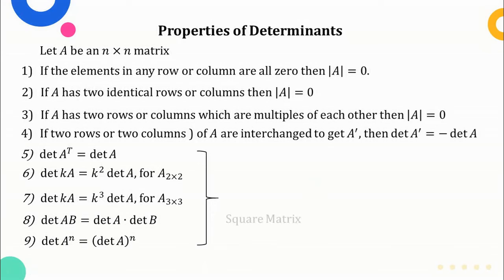Oh no, before that, number 5 until number 9. Actually, I can say number 1 until number 9 is for square matrices, because the properties for determinant are just for 1 by 1 until 3 by 3. So let's jump to the example.